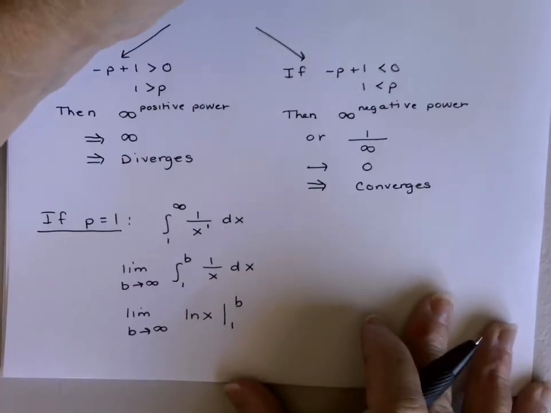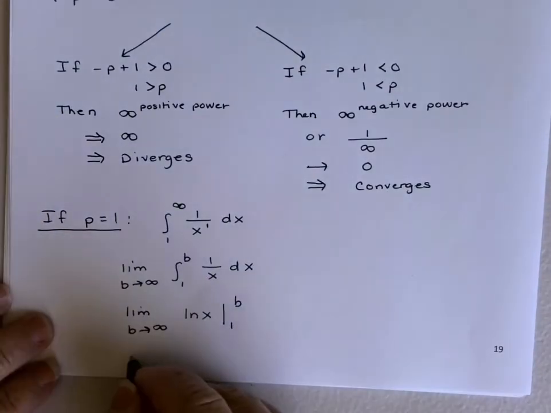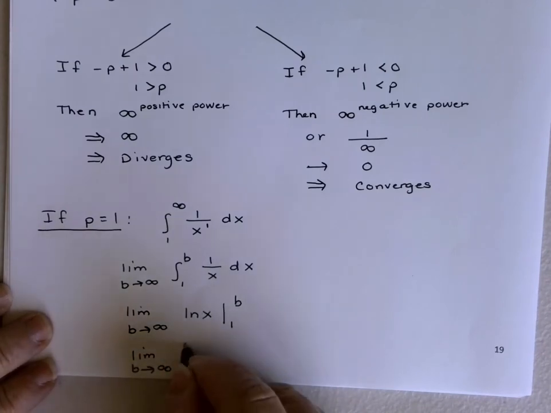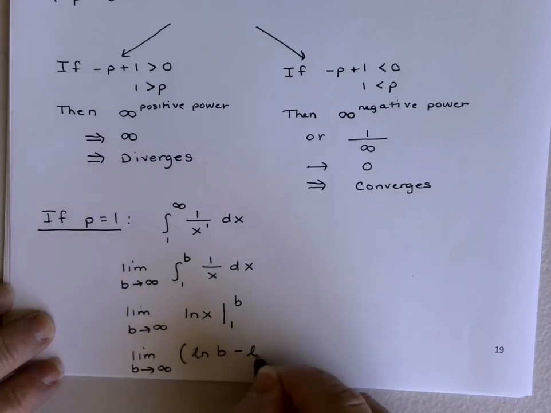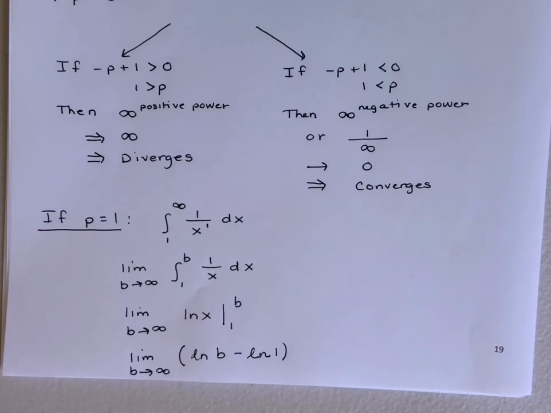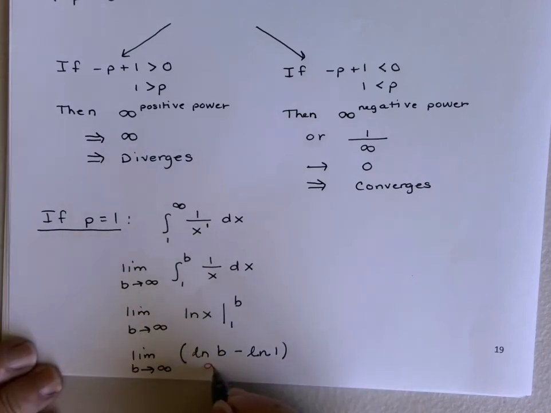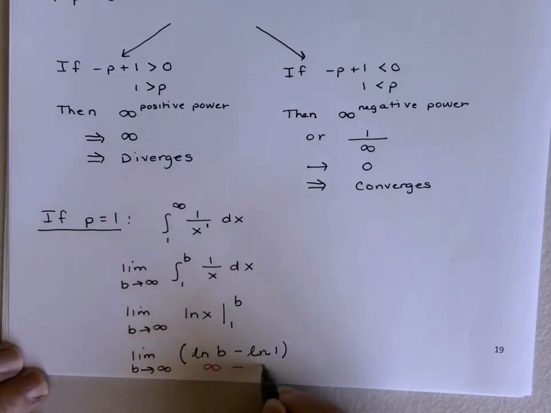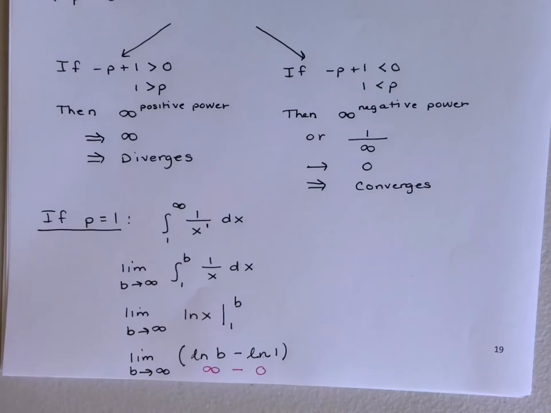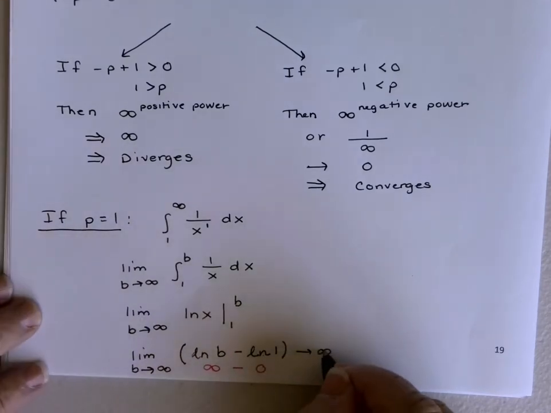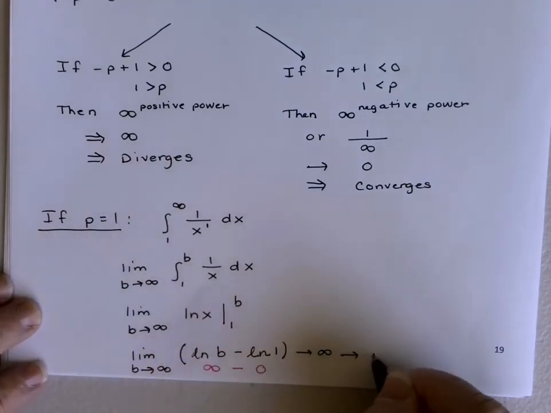So this time, I would get the limit as b goes to infinity of ln b minus ln 1. Now as b goes to infinity, the natural log function slowly increases as well. That's infinity. Natural log of 1 is 0. So this goes to infinity and therefore diverges.